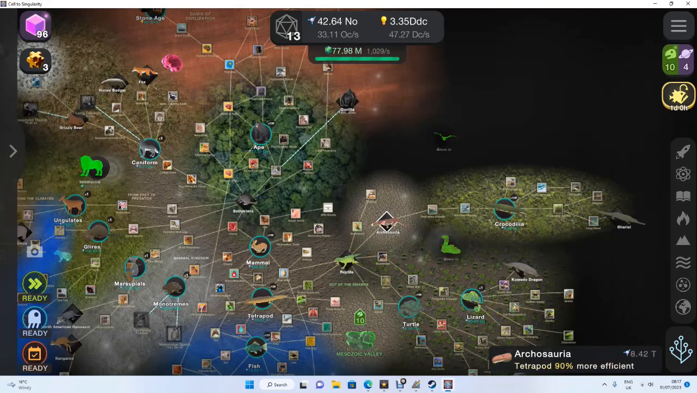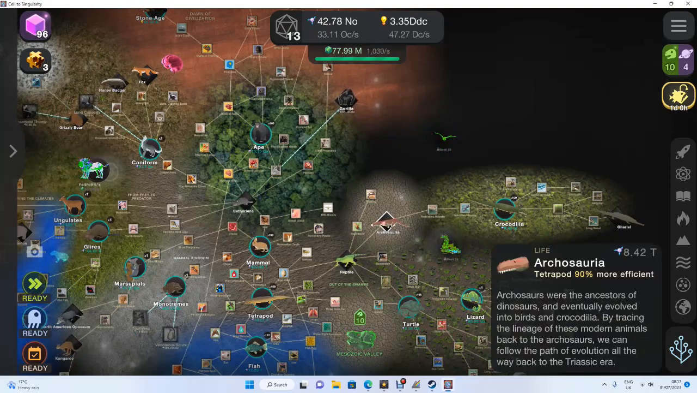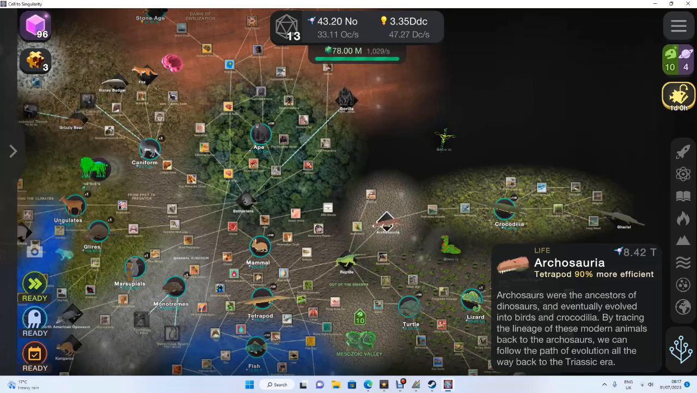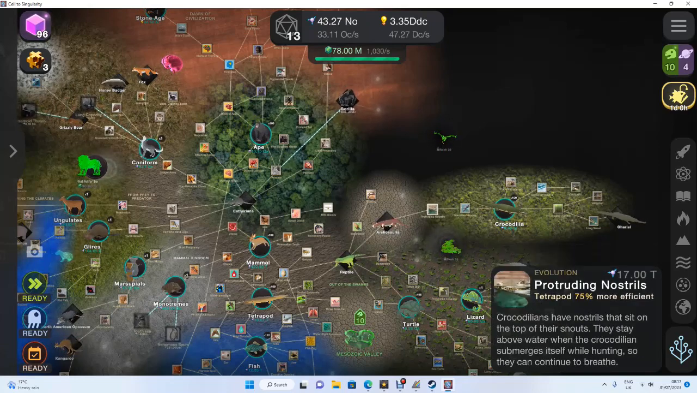Archosaur. Alright. Archosaurs were the ancestors of dinosaurs and eventually evolved into birds and crocodilia. By tracing the lineage of these modern animals back to the archosaurs, we can follow the path of evolution all the way back to the Triassic era.